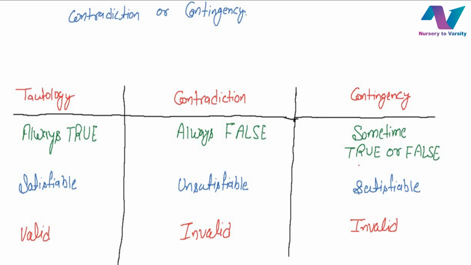So this is all about our definitions of tautology, contradiction, contingency. What is satisfiable? We have also discussed unsatisfiable, valid and invalid.